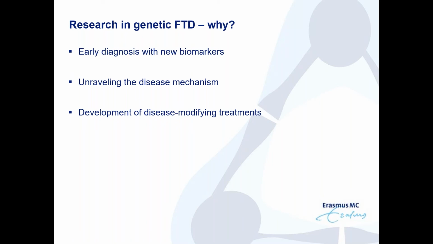Why do we do this? Of course, it's important to discover these genetic mutations for appropriate genetic counseling in the clinical practice, but also these genetic subtypes teach us a lot about the underlying disease mechanism, from how the genetic mutation can finally cause the disease, which is crucial for the development of disease modification. And finally, it can really help us to develop appropriate biomarkers for the earlier stages of FTD.